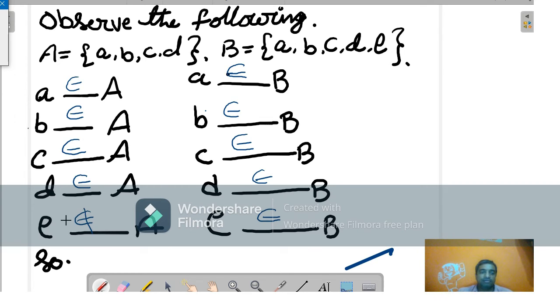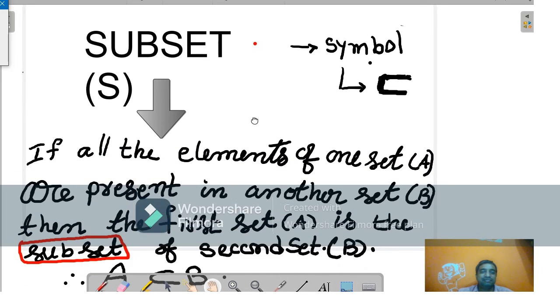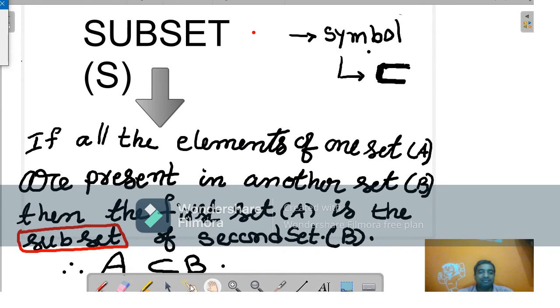Now what you can observe here is that A, B, C, D is there in A and also in B, but B contains one element extra. So hence we can say all the elements of A are present in B. So what happens if all the elements of A are present in B? That is nothing but a subset. So let us see what a subset is.